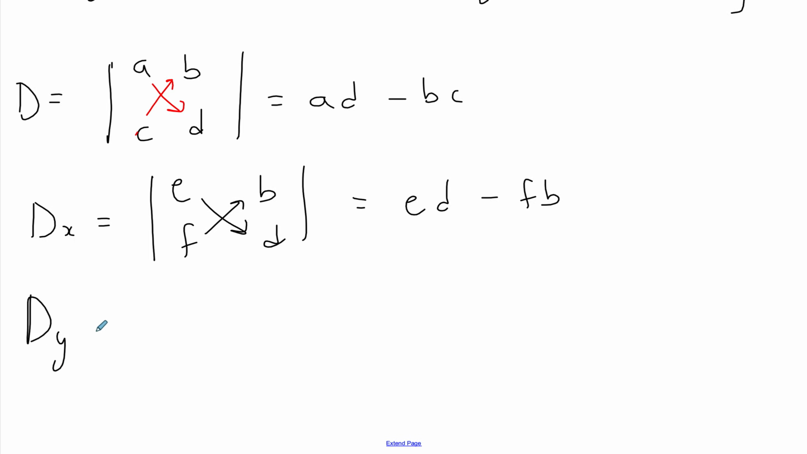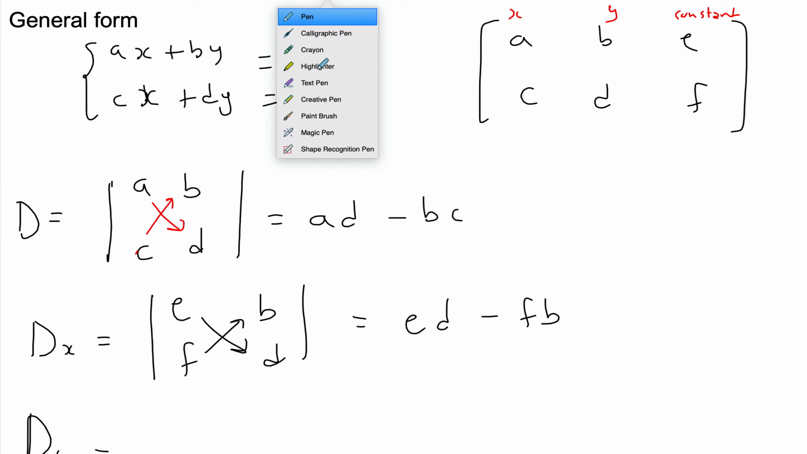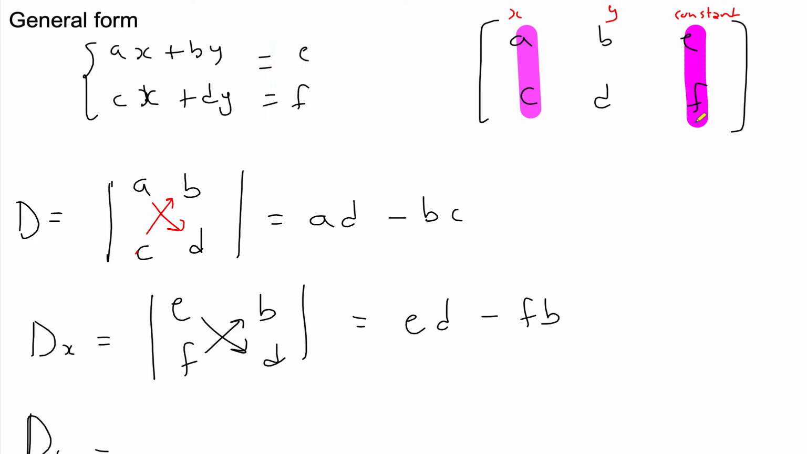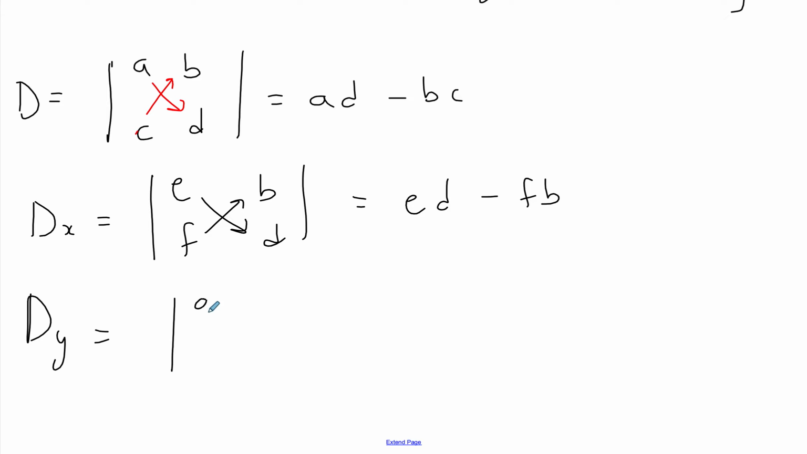So this multiplied minus this multiplied. For dy, you do not switch. Again, I'm not going to go through the technicality of that, but what you're going to do is take the AC and the EF for the determinant of y. So we have AC and E and F. And again, A times F minus E times C.